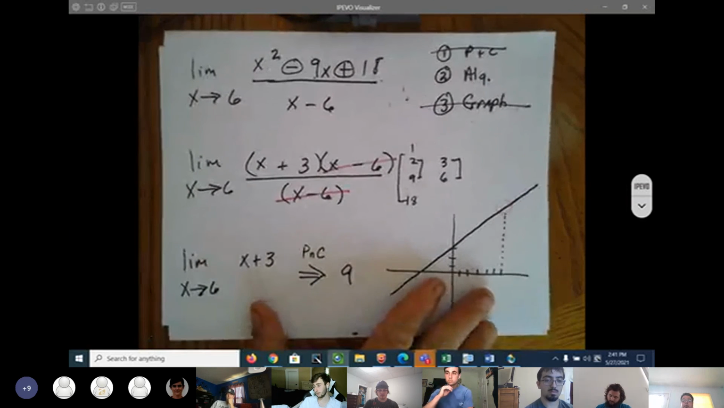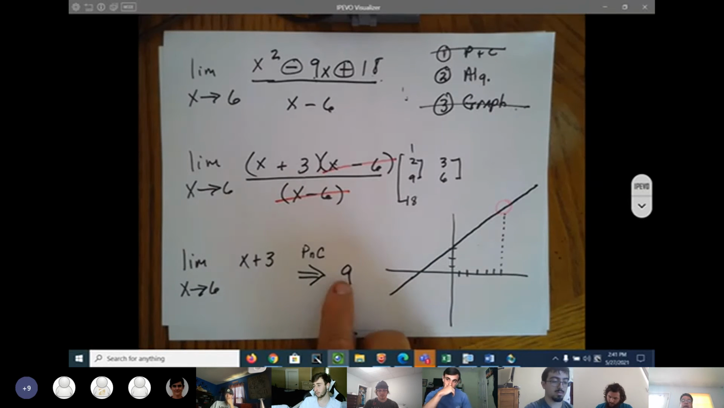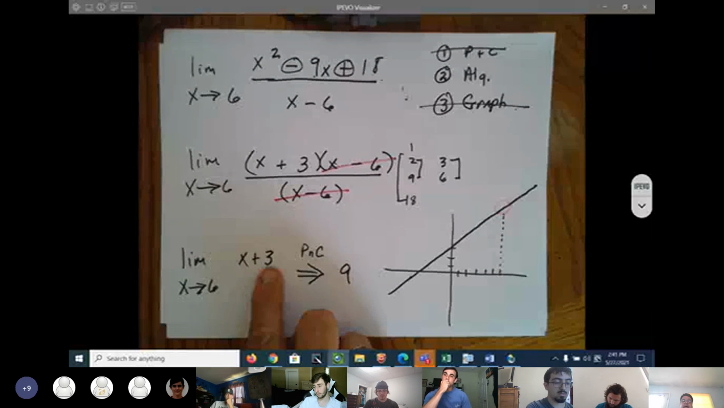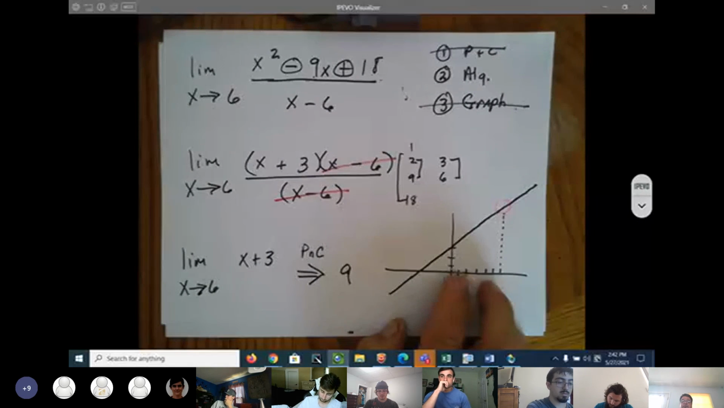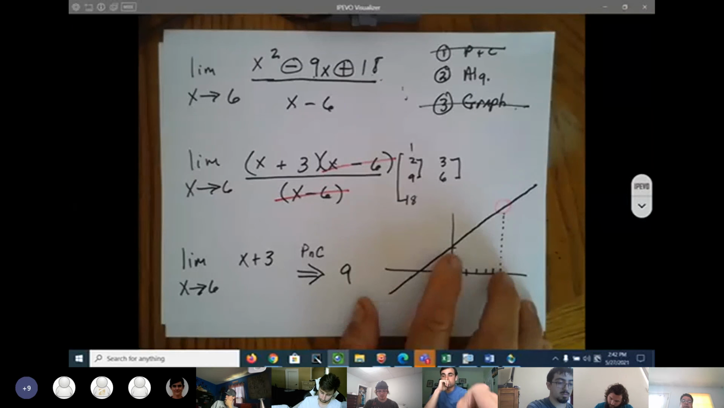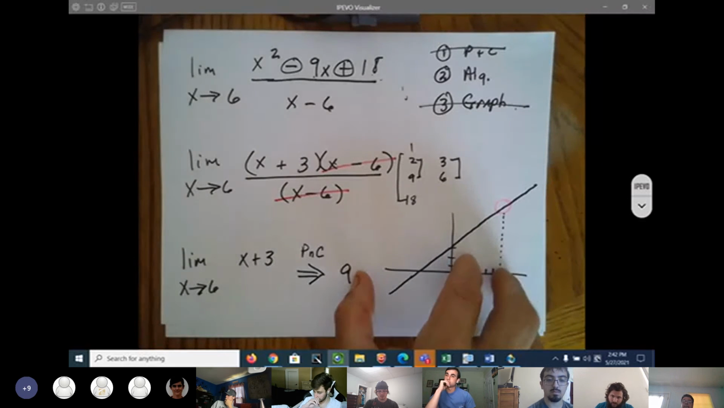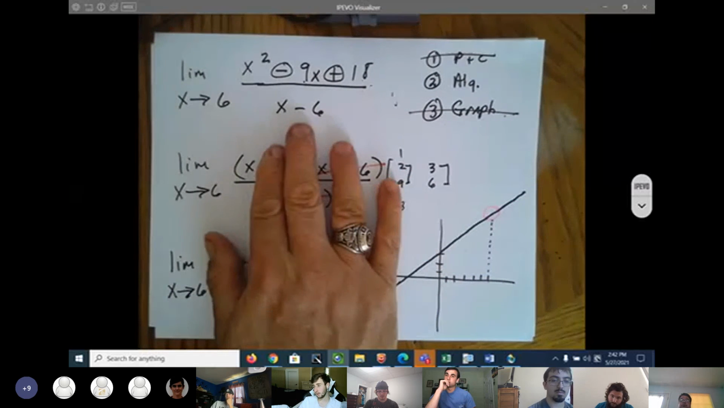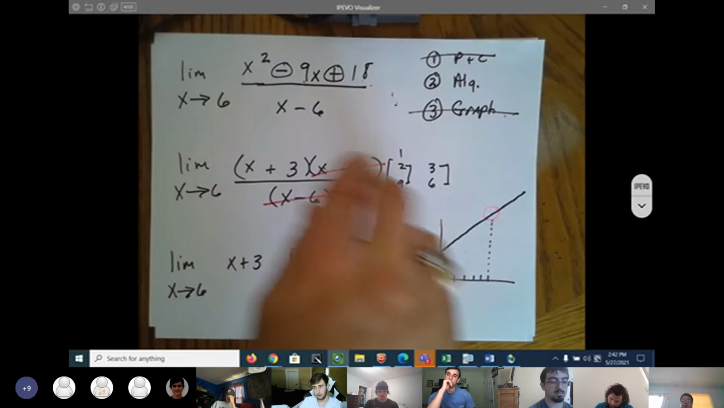So I just did x plus 3. So when you go up here, when x is approaching 6, right here, 1, 2, 3, 4, 5, 6, and then the limit is 9. Okay? Up here, you can't do the limit approaching 6 because it'll blow the function up. That's why you have the open circle.